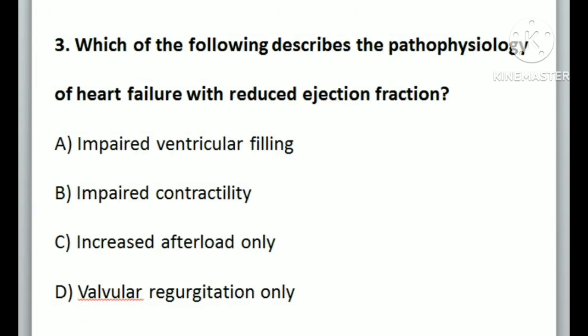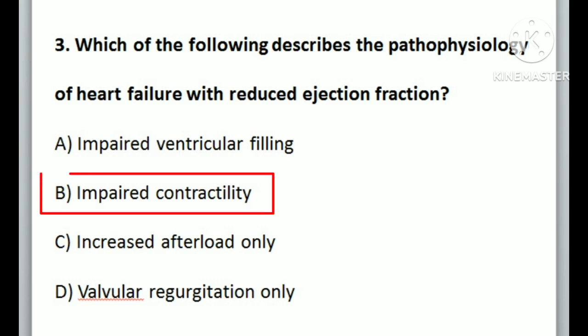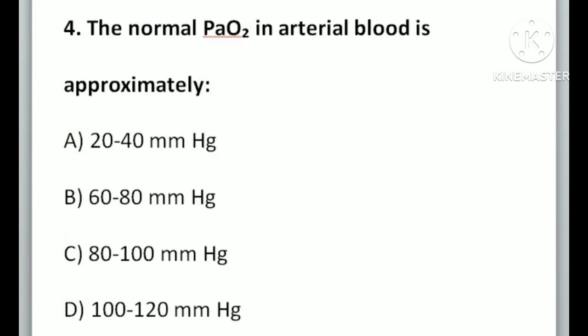3. Which of the following describes the pathophysiology of heart failure with reduced ejection fraction? Correct option is B. Impaired contractility. 4. The normal pressure in arterial blood is approximately A. 20-40 mmHg, B. 60-80 mmHg. Correct option is C. 80 to 100 mmHg.